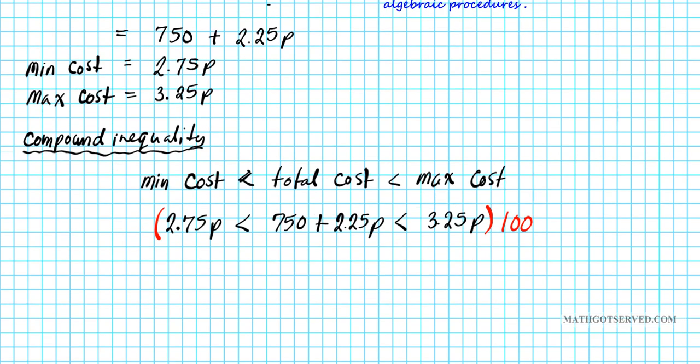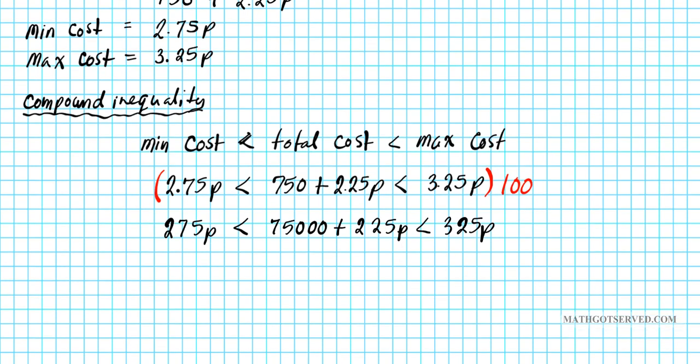Multiplying by 100 causes the decimal point to move 2 places to the right, okay? So 2.75p becomes 275p. The inequality remains unchanged since you're multiplying by a positive number. 750, do not forget, gets multiplied by 100 also, so that becomes 75,000. This has a decimal point 2 places to the right, 225p, and this one 2 places to the right, 325p. What have we accomplished thus far? We have eliminated the decimals. Now this looks prettier, okay?